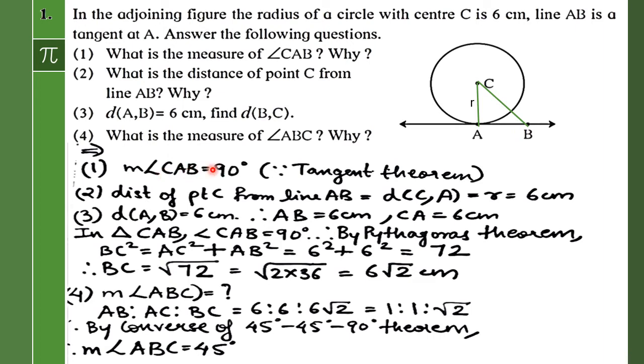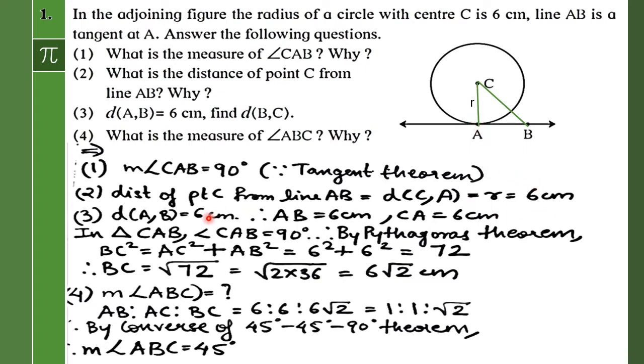Measure of angle CAB is 90 degrees. Why? By the tangent theorem, the tangent is perpendicular to the radius at the point of contact. So CA is perpendicular to AB, which means angle CAB is 90 degrees. Second part, the distance of point C from line AB is the same as distance CA, and that is the same as the radius. So that will be 6 centimeters.